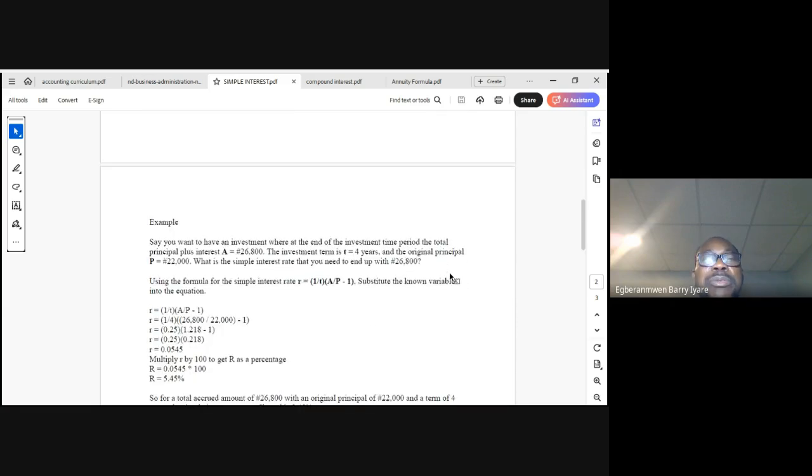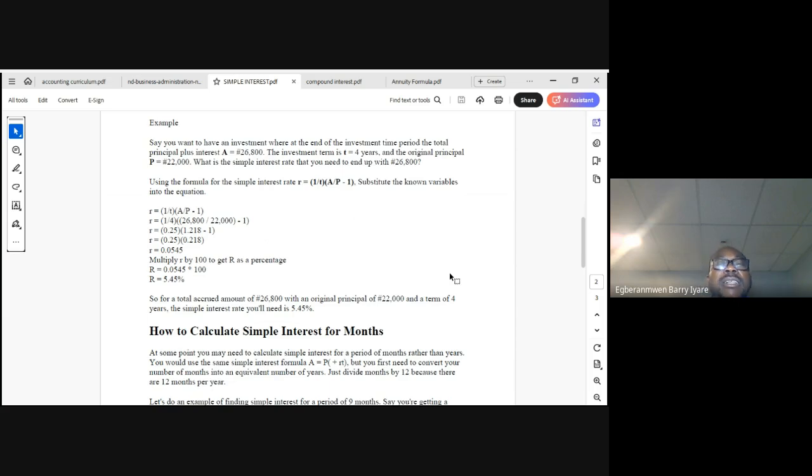Let's look at one example. Say you want to have an investment where at the end of the investment time period, the total principal plus interest, that is the amount now, is equal to 26,800. The investment term is T equal to 4 years. And the original principal, P, is equal to 22,000 naira. What is the simple interest rate that you need to end up with 26,800 naira?